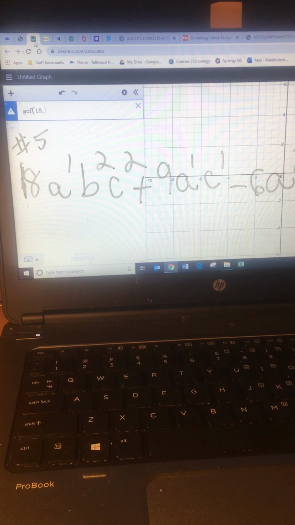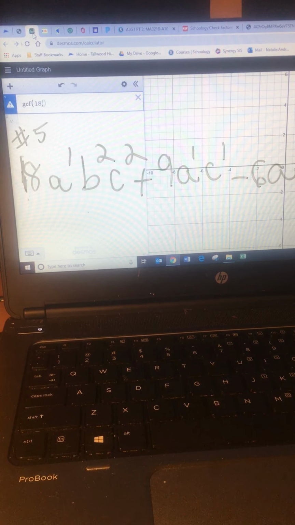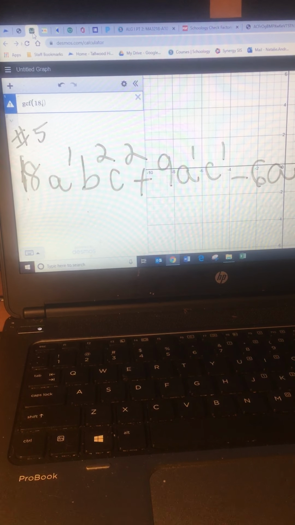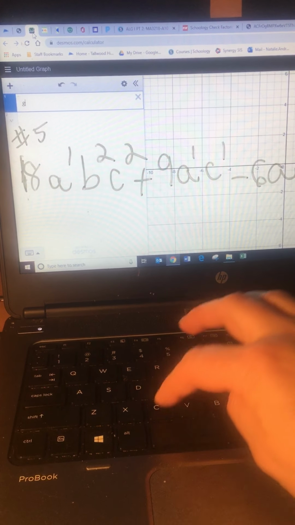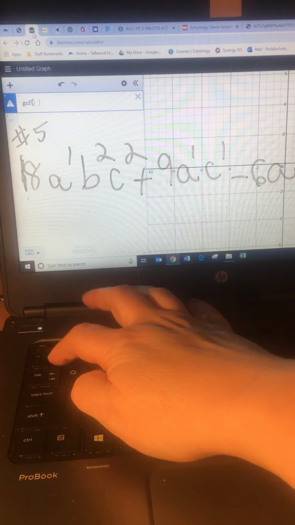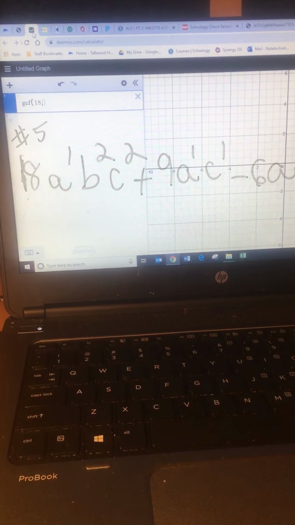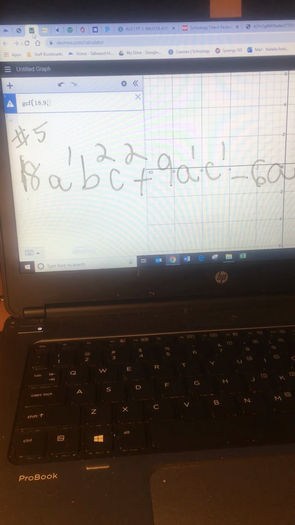Lesson 1, number 5. This is our Desmos, which will be helping us as a calculator. So what you're going to do is type in GCF, parenthesis. Then you're going to type in 18, comma. Your next number is 9, comma. And your last number is 6.